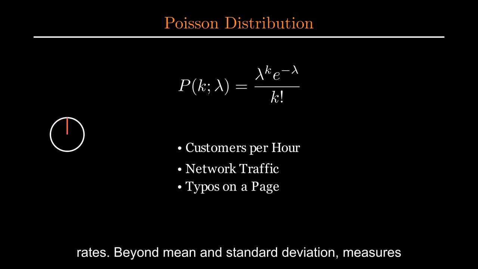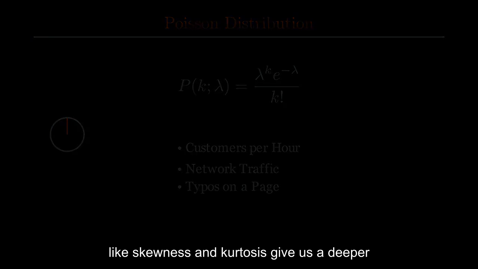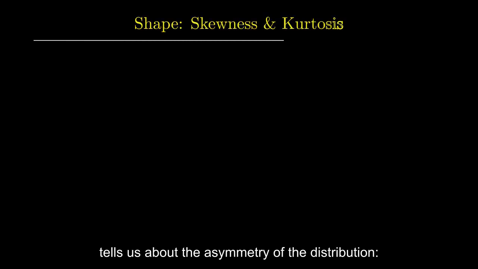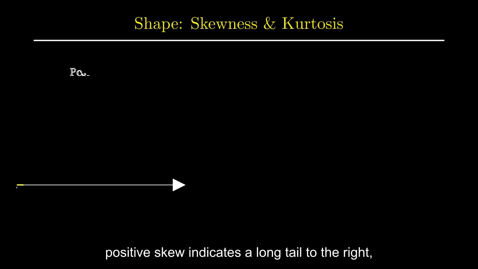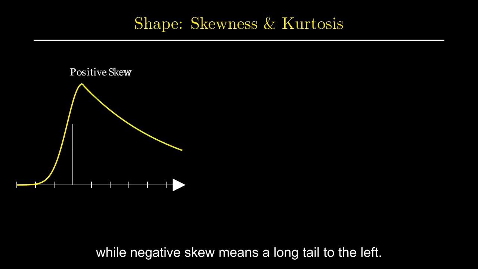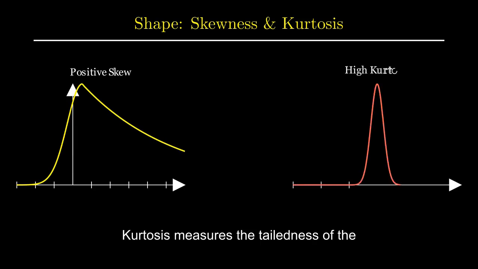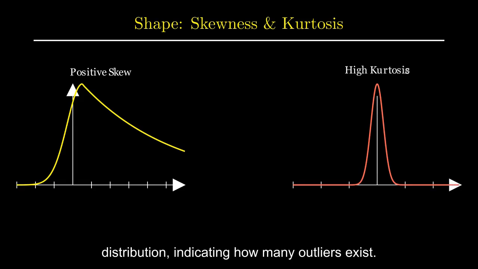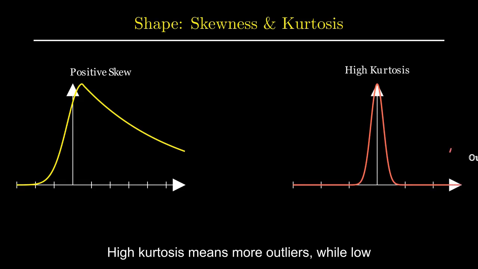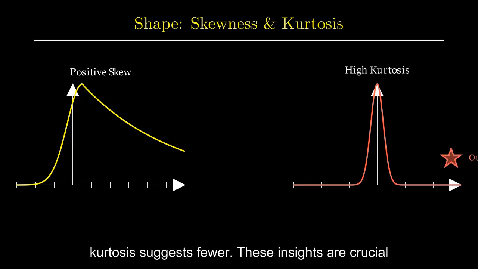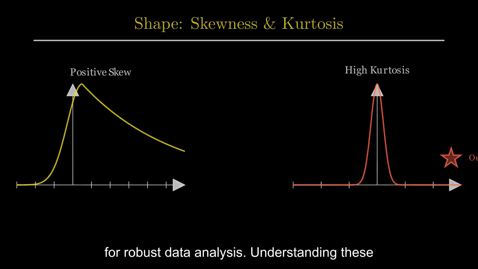Beyond mean and standard deviation, measures like skewness and kurtosis give us a deeper understanding of a distribution's shape. Skewness tells us about the asymmetry of the distribution. Positive skew indicates a long tail to the right, while negative skew means a long tail to the left. Kurtosis measures the tailedness of the distribution, indicating how many outliers exist. High kurtosis means more outliers, while low kurtosis suggests fewer. These insights are crucial for robust data analysis.